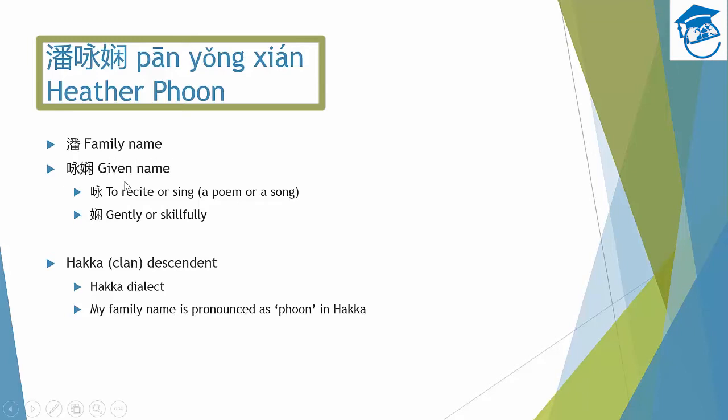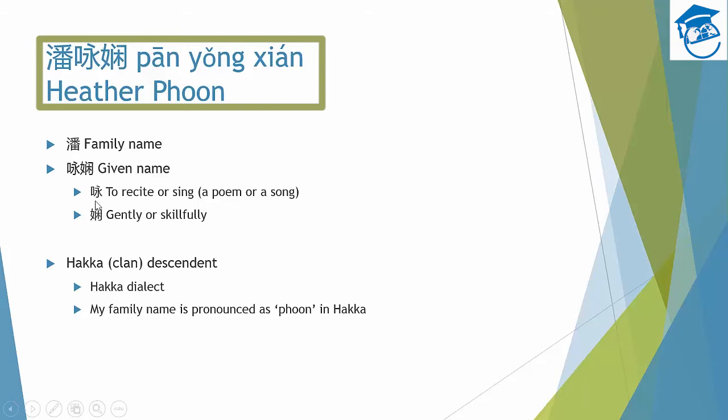Yongxian is my given name. Each word of my given name has its own meaning, so it sounds nice, and it also shows that it's for girls. When I present my name, it's usually understood that it's a girl's name. Why? Because in one of the words I have this radical here, which means girl. So it must be a girl's name, right?